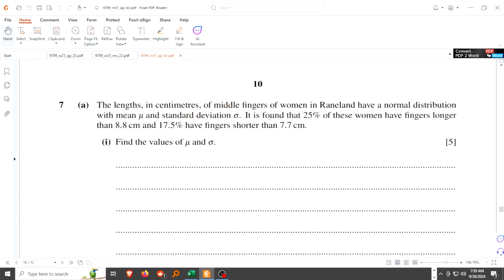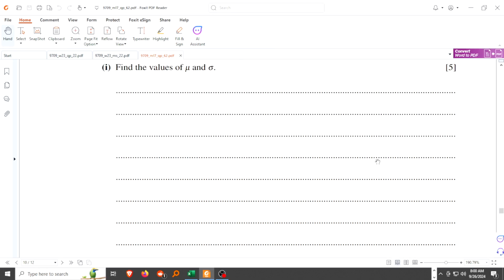Part A: the lengths in centimeters of middle fingers of women in Greenland have a normal distribution with mean mu and standard deviation sigma. It is found that 25% of these women have fingers longer than 8.8 centimeters and 17.5% have fingers shorter than 7.7 centimeters. Find the values of mu and sigma, the mean and the standard deviation. 5 marks.